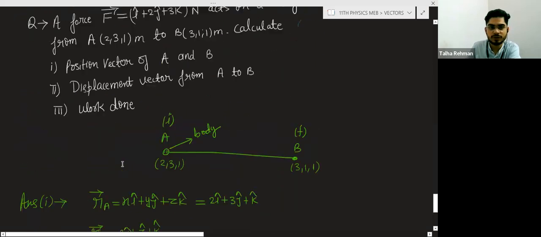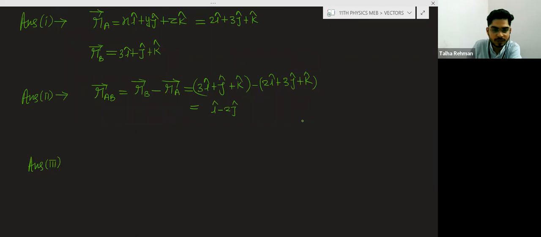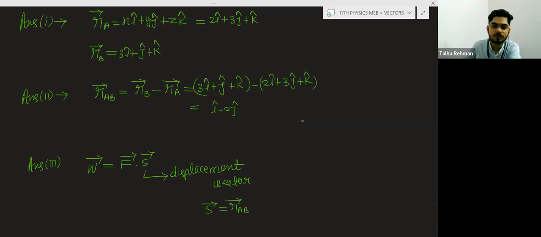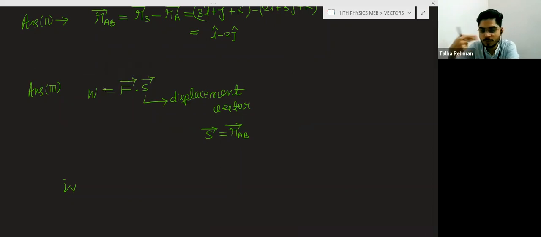Work done in moving the body from point A to point B. The work done formula I have already written. Work done is the dot product of force and the displacement vector. Here the displacement vector is given as RAB. Force is also given, so we will get the work done. There will be no arrow on work because work is a scalar quantity, because the dot product will give you a scalar. So work done will be the force dot displacement.